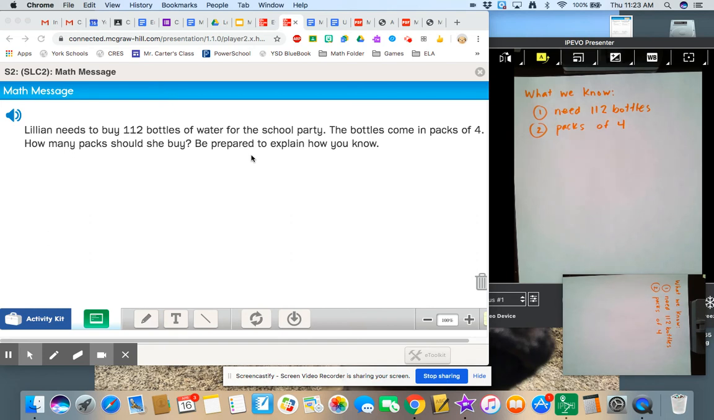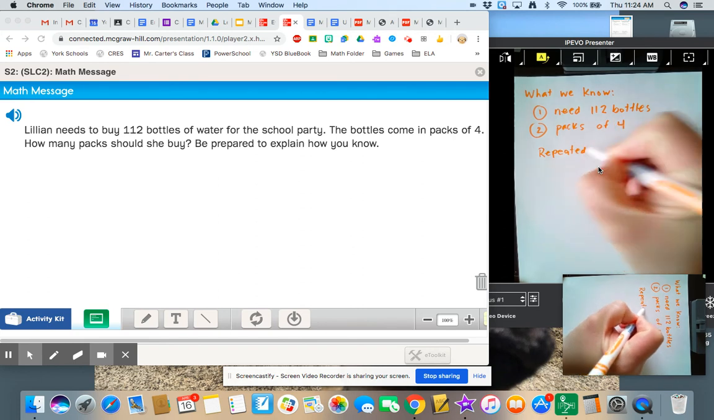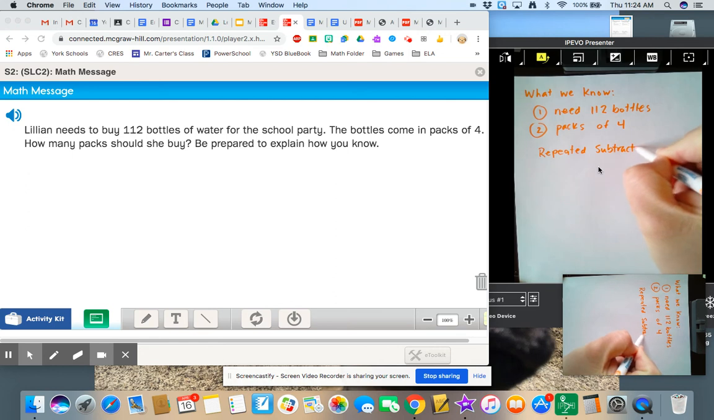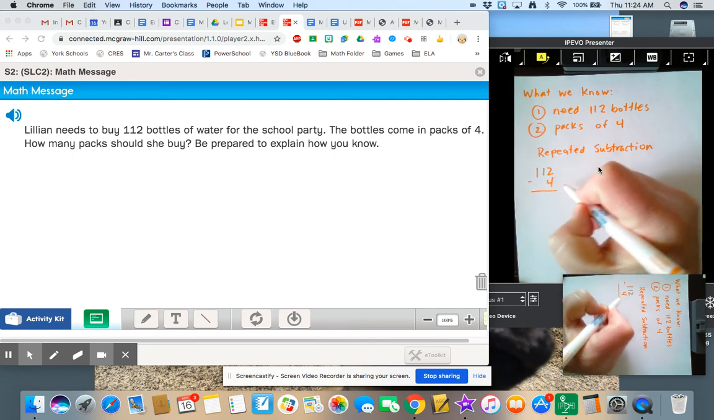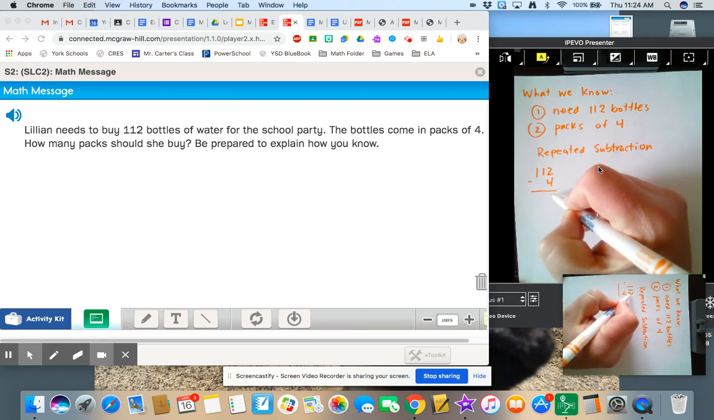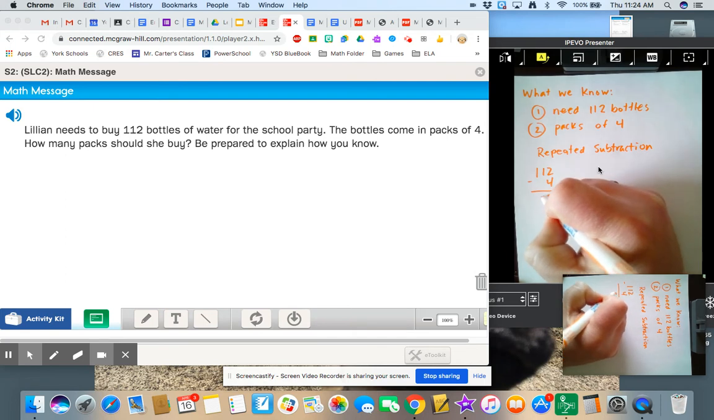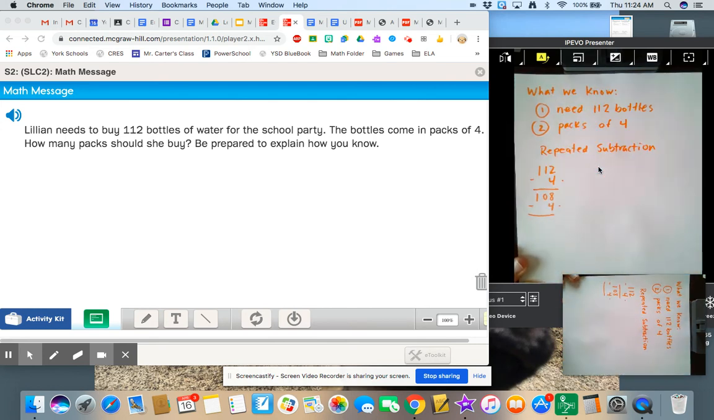So here is what we know. We know that we need 112 bottles, and the bottles come in packs of 4. So there's a couple ways we could do that. We can start with repeated subtraction. That's a strategy where you would start with 112, and then you would just take away 4 every time until you get to 0 packs of water. So it would be 112 take away 4, that would be 108. And then you would take away 4 again, and then you would just count how many you have, 1 bottle, 2 bottles, until you get to 0. So that takes a long time.